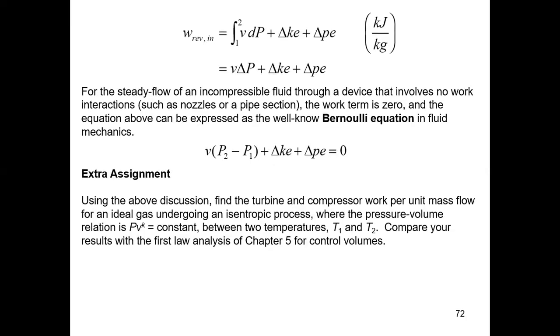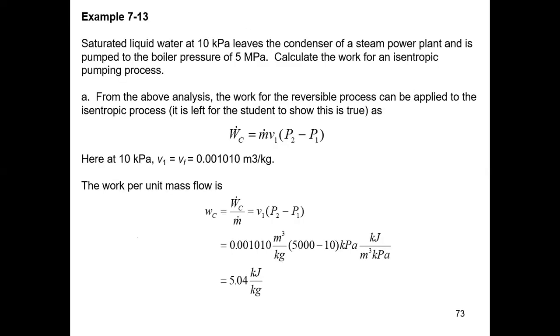So, this is an okay extra assignment. Saturated liquid water at 10 kilopascal leaves the condenser of a steam power plant and is pumped to a boiler pressure of 5 megapascal. Calculate the work for an isentropic pumping process.